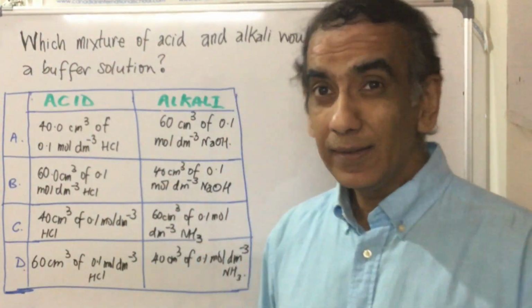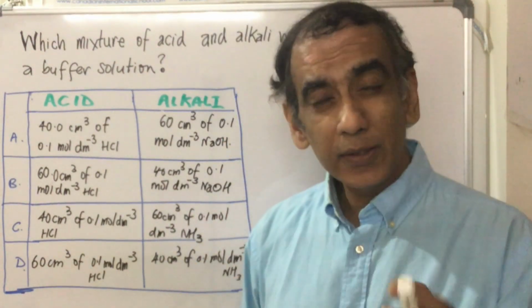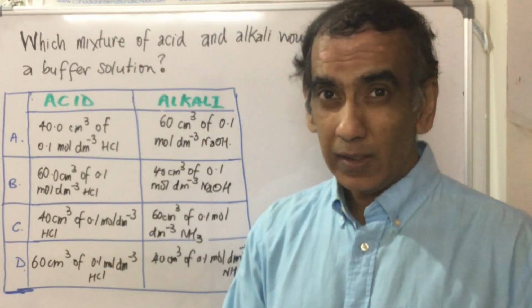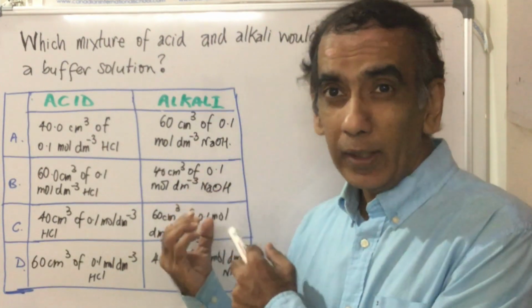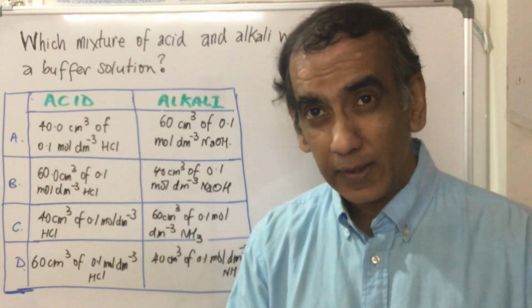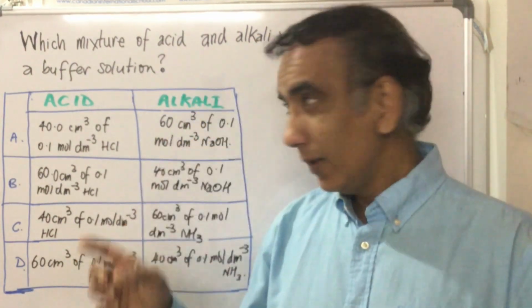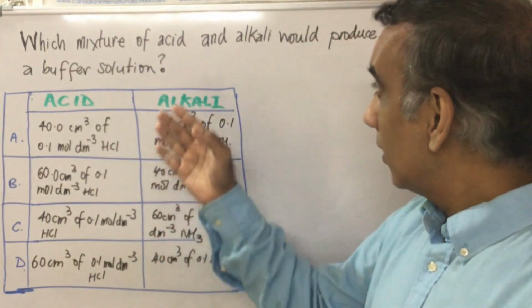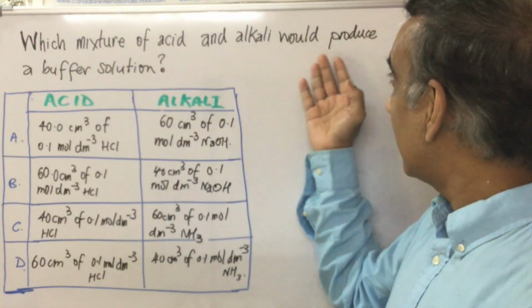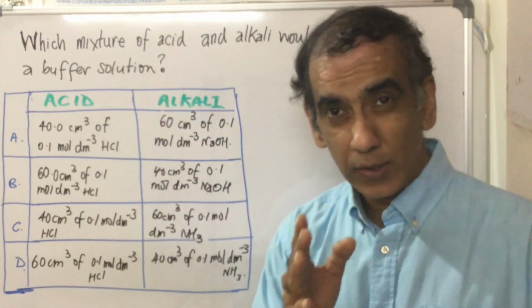Hello and welcome again as we look at yet another multiple choice question for IB Chemistry. This one follows up very much on the last one that I shared, which you can access by clicking on the card above. This particular question is asking which mixture of acid and alkali would produce a buffer solution.